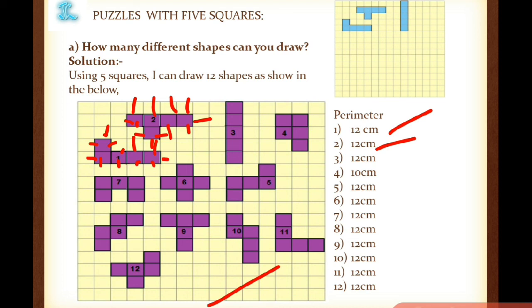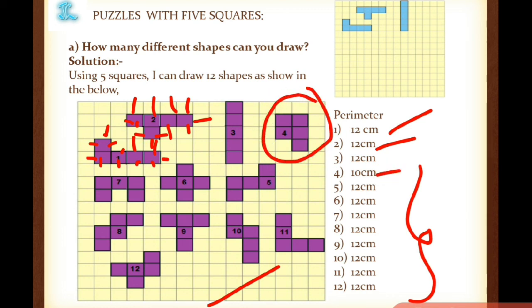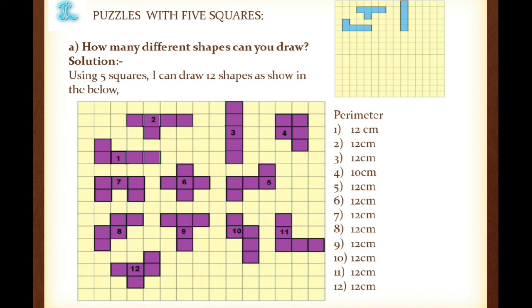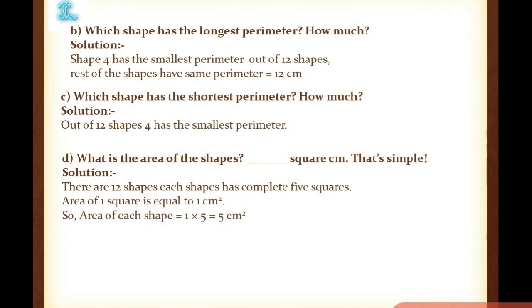So, I have found out the perimeter for each and everything, and I got only for the fourth shape, that is this shape, 10, and remaining all shapes I got it as 12 centimeters. Okay. Now next one. We'll see the questions which is given for that.